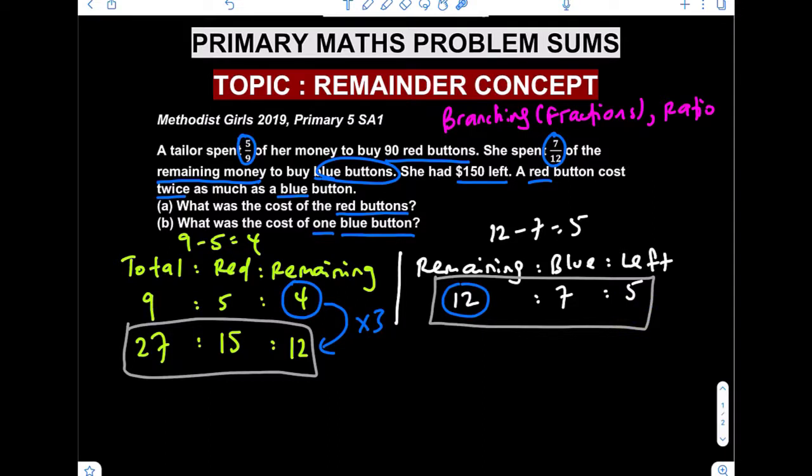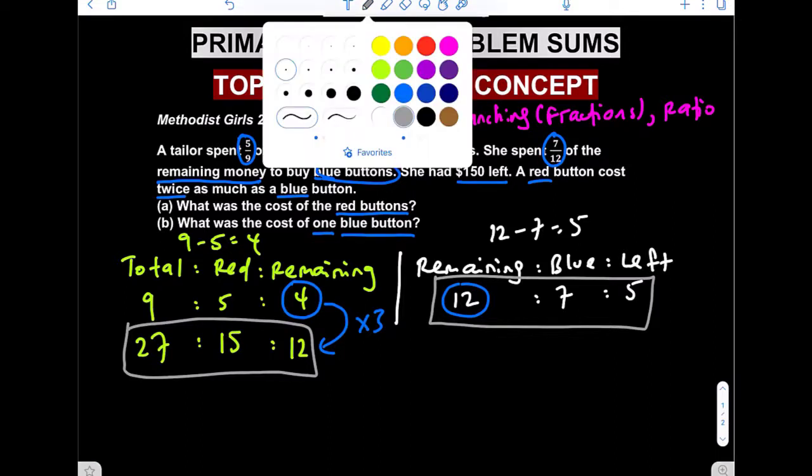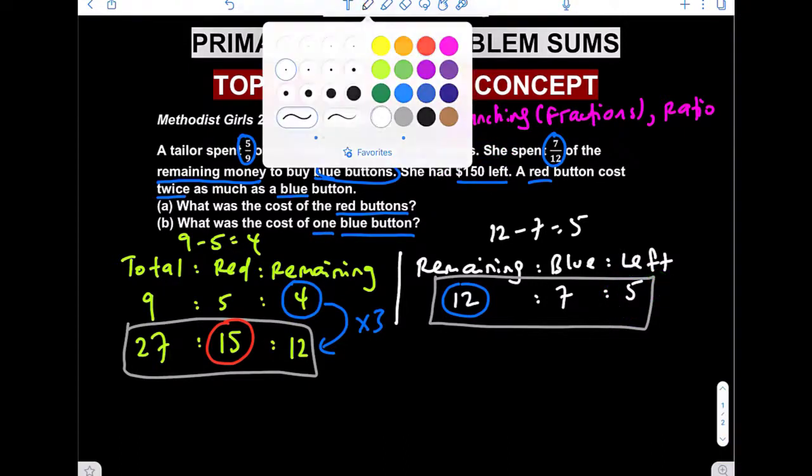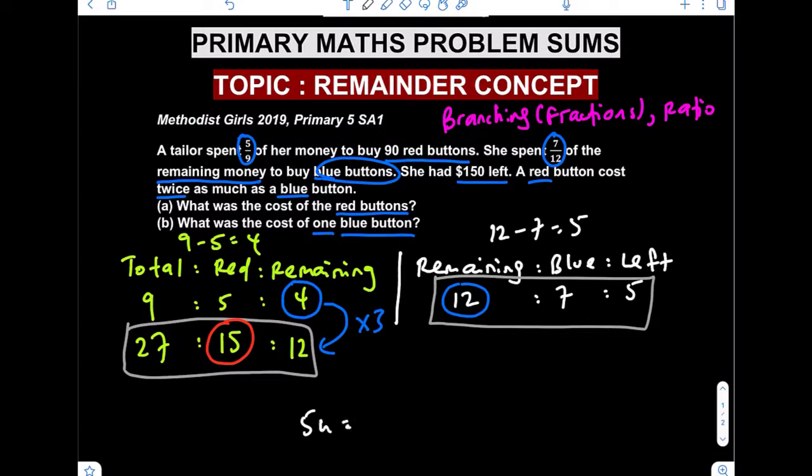So the very first question, what was the cost of the red buttons? Friends, for the red buttons, we know it's 15 units of money. But where is the indication of money in this question? It's over here, $150 left. So these 5 units will represent $150. So 5 units is 150, and we can proceed to find 1 unit.